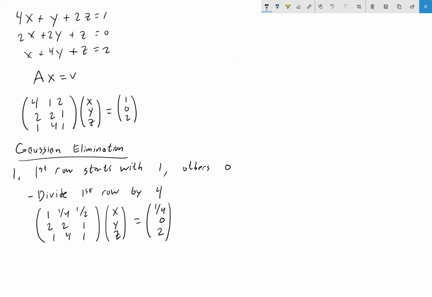The next thing I want to do is some subtractions. So I want to subtract 2 times the first row from the second, and in doing so, I'm going to end up with a 0 to begin the second row. And I want to do the same sort of thing to the third row, except in that case, I want to get rid of a 1 down here. So to make that happen, I need to subtract 1 times the first row.